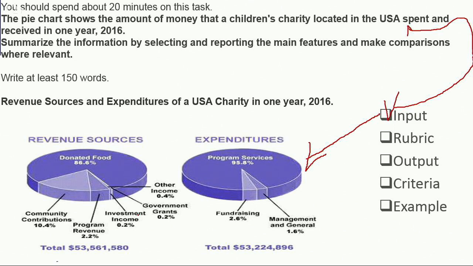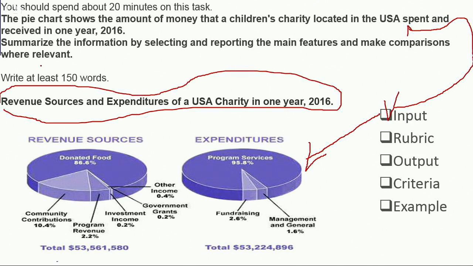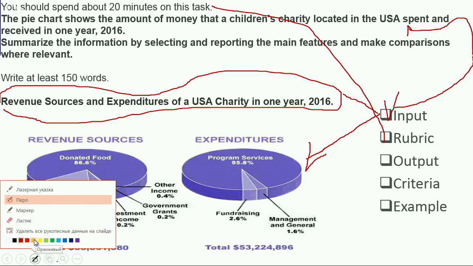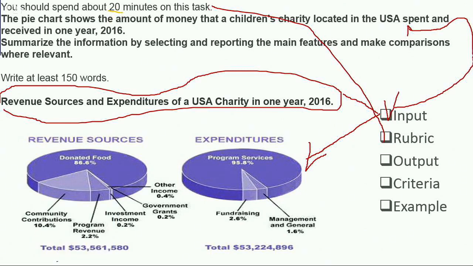Now, the next part that we have here, this is also verbal input. Revenue sources and expenditures of a USA charity in 1 year 2016 is also verbal input. Now, let's look at the rubric itself. You should spend about 20 minutes on this task, is the rubric. And this rubric gives us a very important point, which is the time limit, right? 20 minutes, time limit. Good if you have it in front of you as a student.